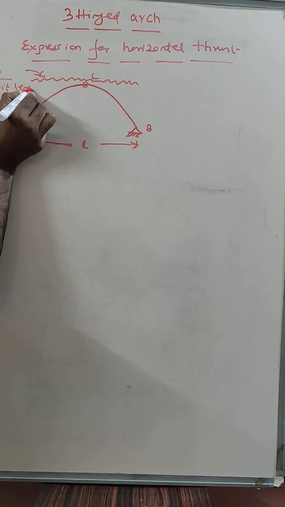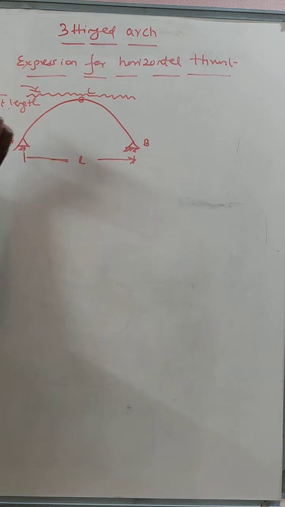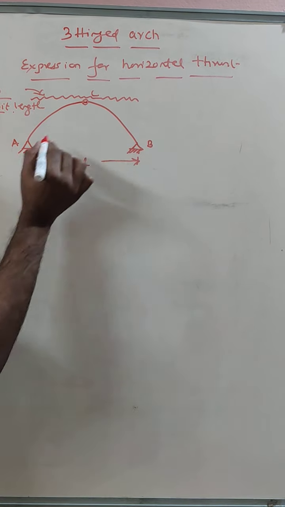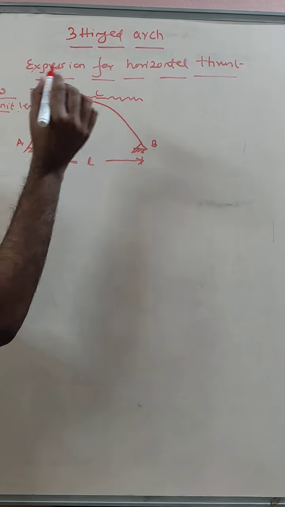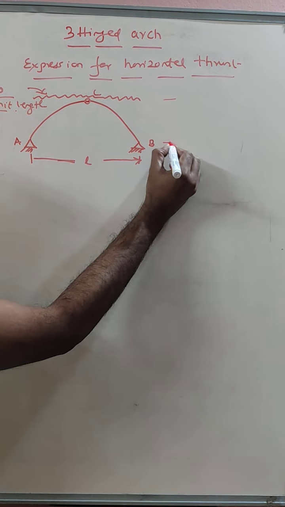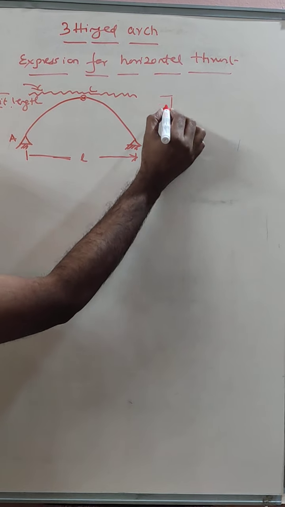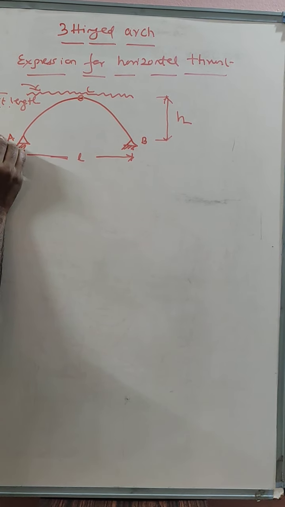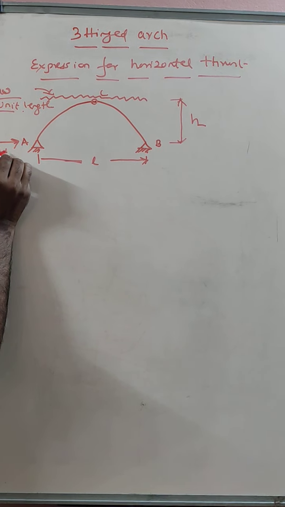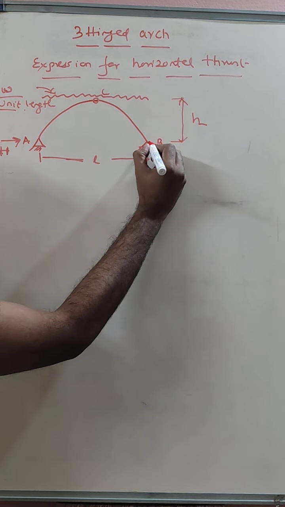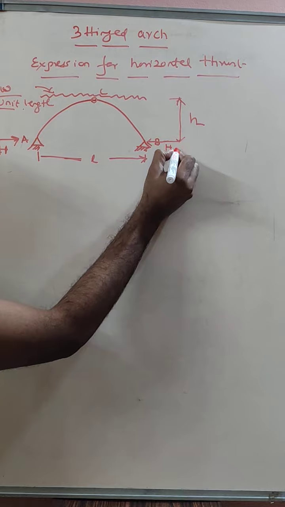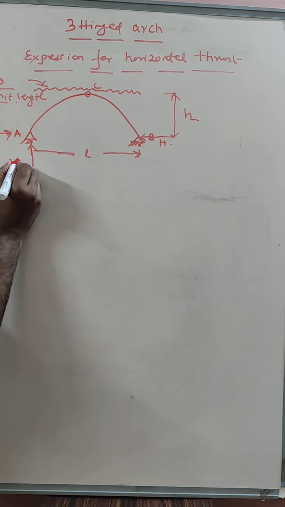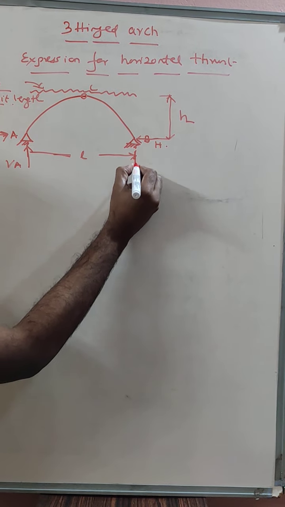Like what we had seen in case of beams, a similar type of load, UDL from A to B. That means the entire span of the arch is subjected to a UDL. This is of course the rise of the arch. It is small h. The horizontal thrust that develops, let us write it here. It is horizontal thrust H. This is support A. I will call this reaction VA and this reaction VB.